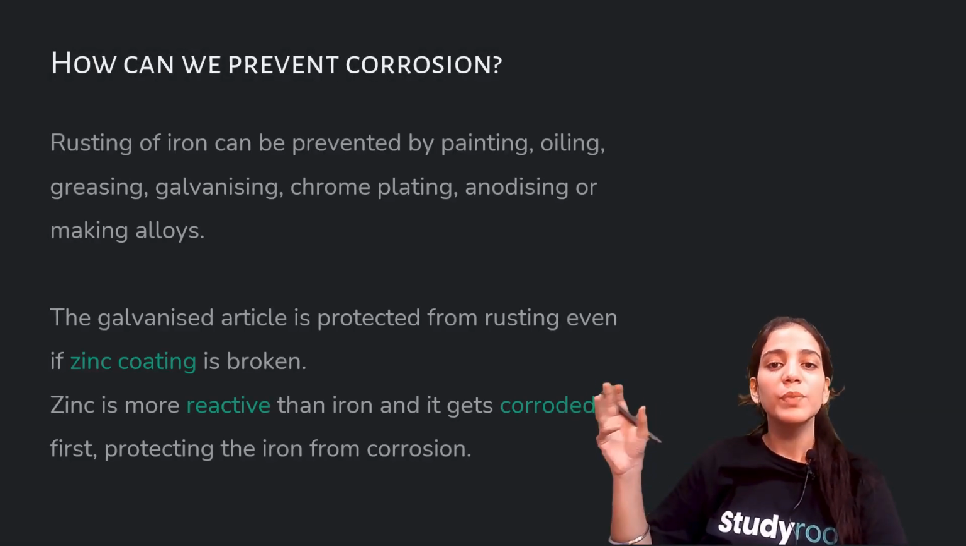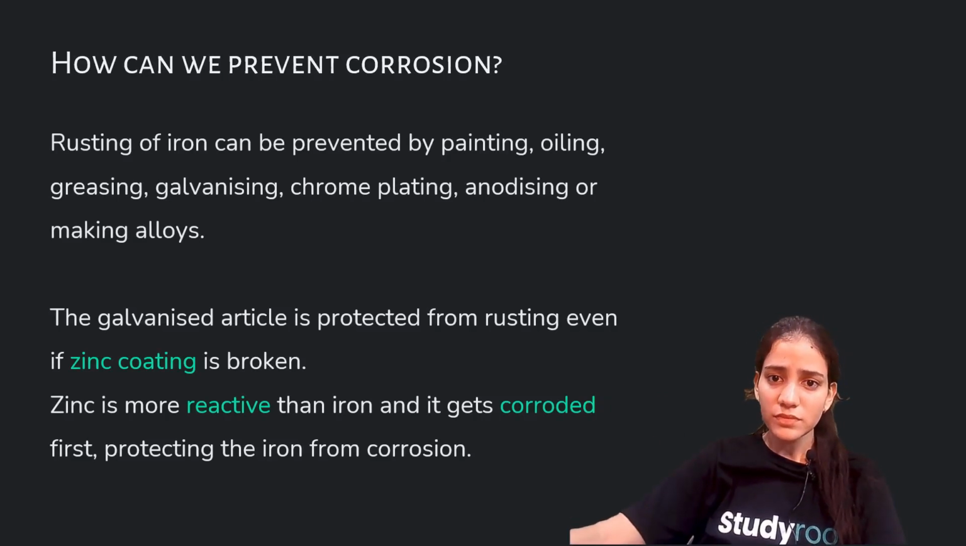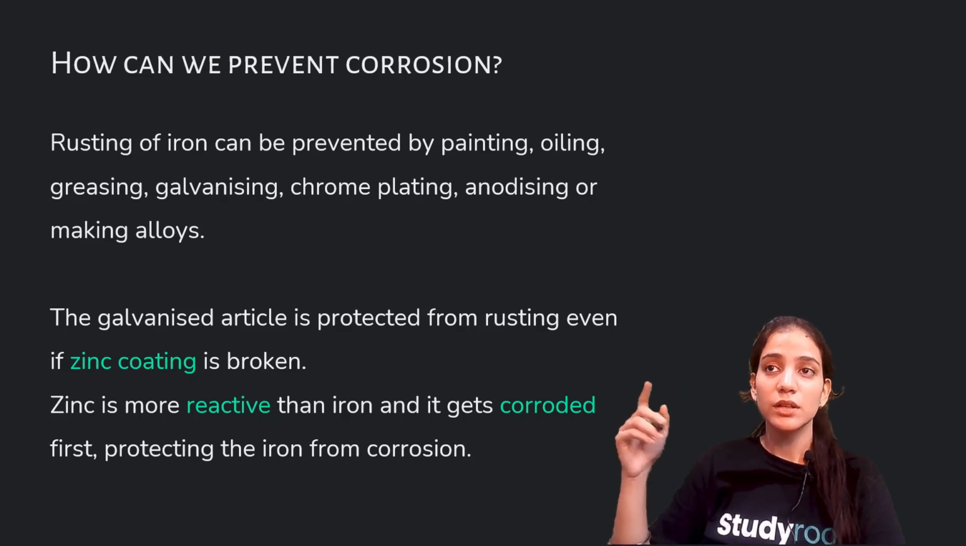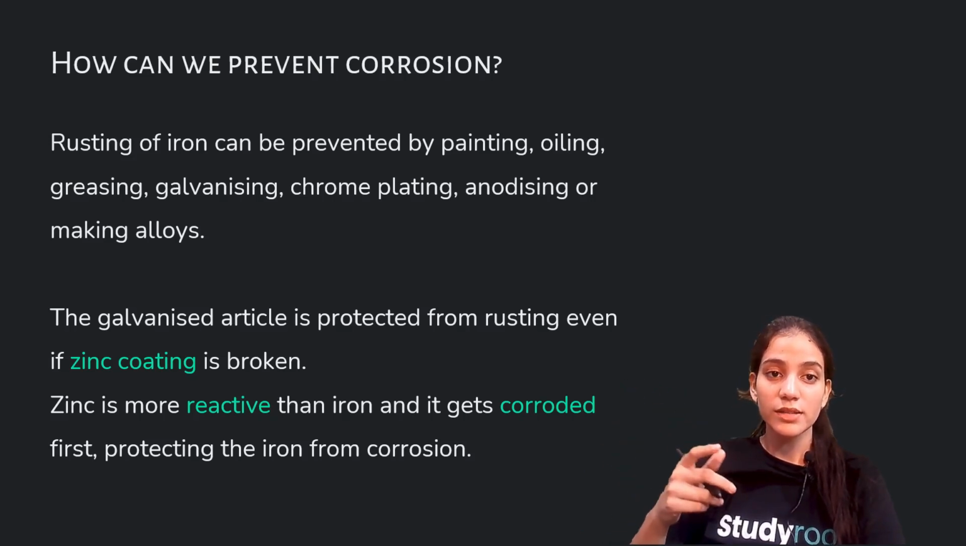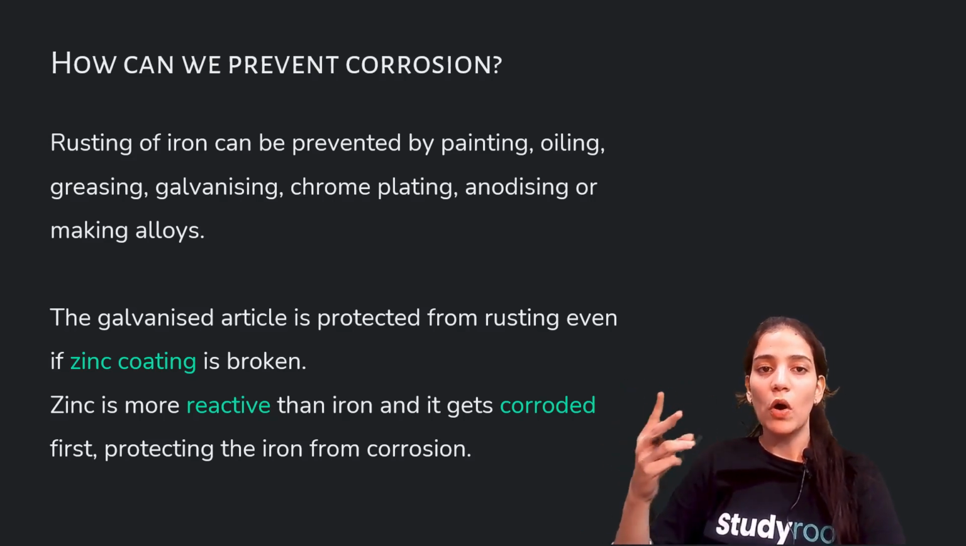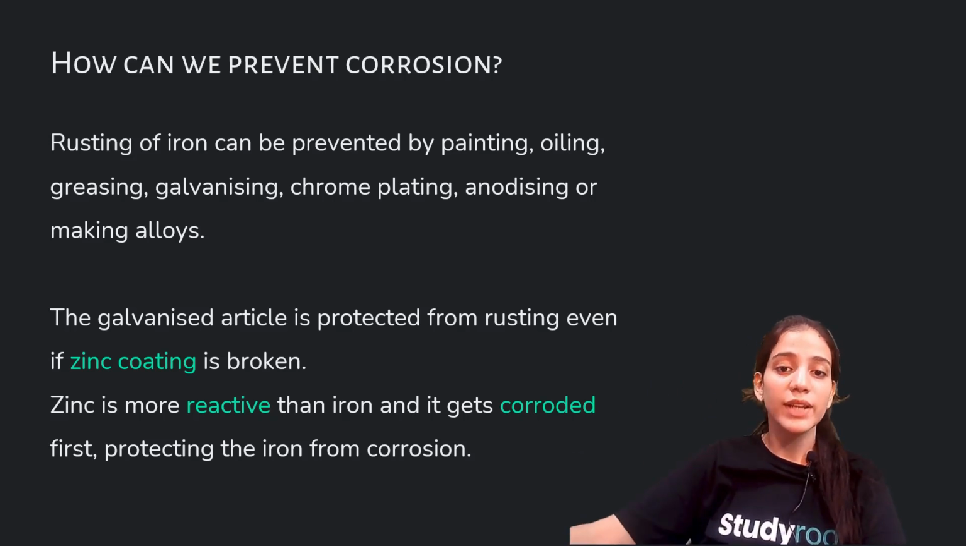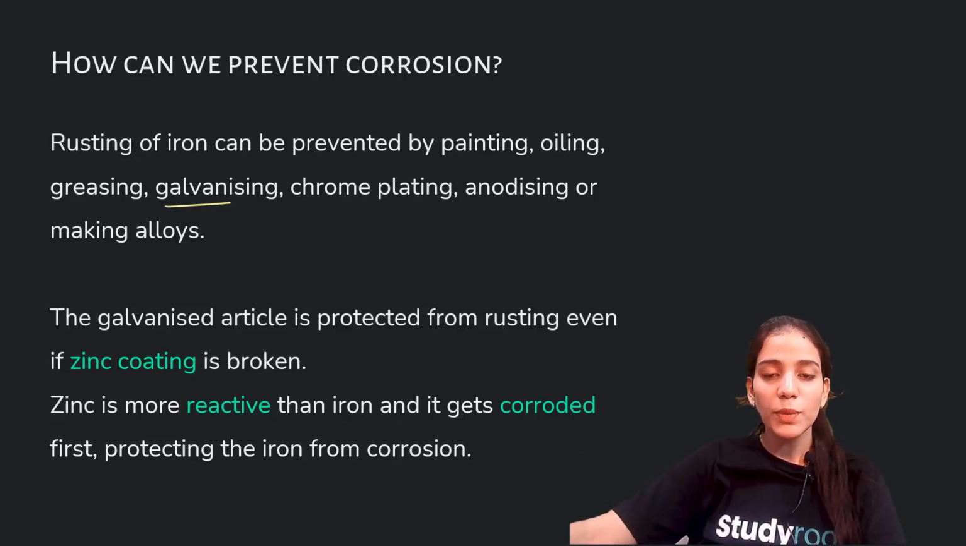So how can we prevent corrosion? It can be prevented by painting the iron substance, oiling, greasing, galvanizing, chrome plating, anodizing, or making alloys. These are a few methods that you should remember. How can we prevent corrosion?